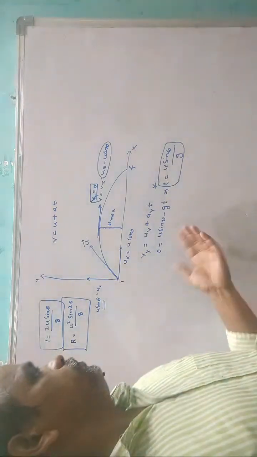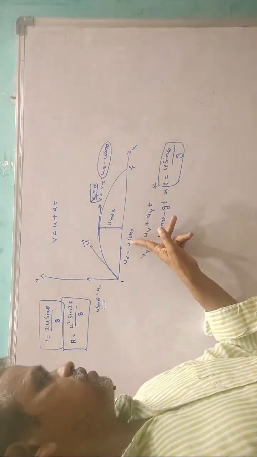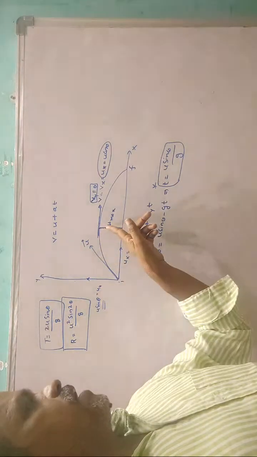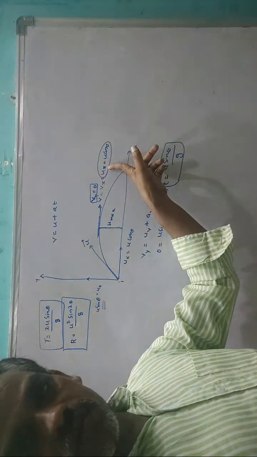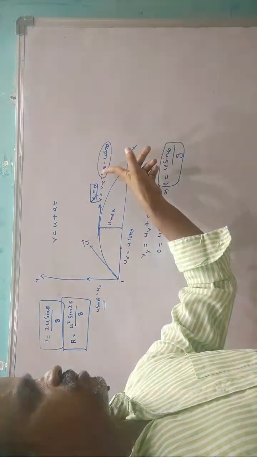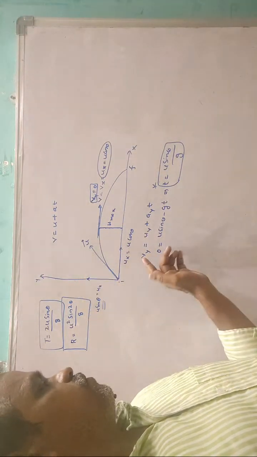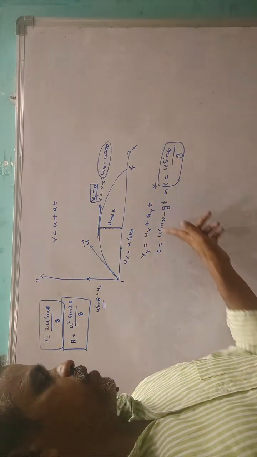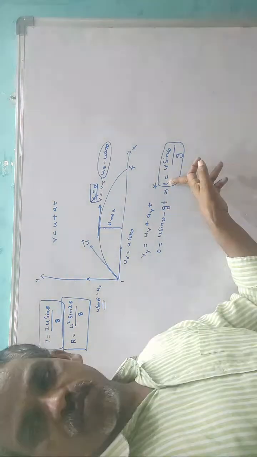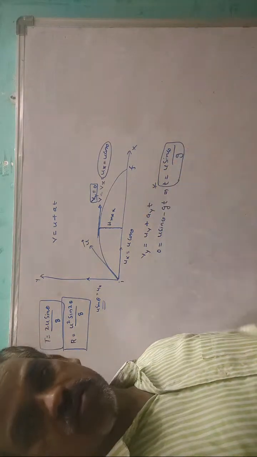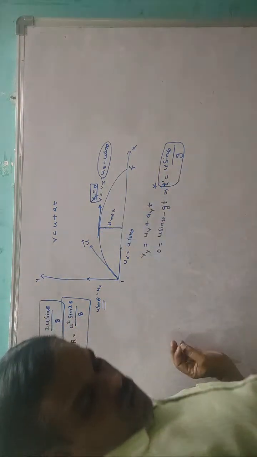So what I did here: I split the velocity vector into two components, ux and uy. Along the x-axis it will be u cos theta, along the y-axis u sin theta. At maximum height it has only the horizontal component; the vertical component will be 0. So vx is nothing but ux equal to u cos theta. Vertically, I applied 0 equal to uy plus ay into t, that is u sin theta minus gt, so t equal to u sin theta by g. The time taken to reach maximum height is u sin theta by g. Here t is the time taken to reach maximum height.